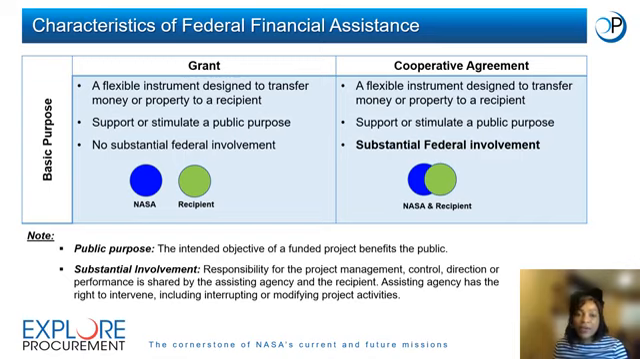Agencies, including NASA, use the substantial involvement criteria to determine whether to issue a grant or a cooperative agreement. Such involvement exists when the responsibility for project management, control, or performance is shared by NASA and the recipient, and NASA has the right to intervene, including interrupting or modifying project activities.